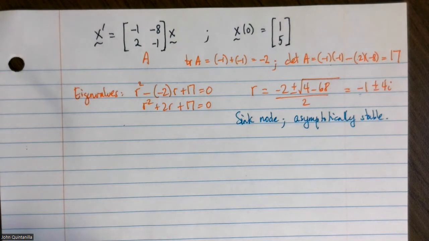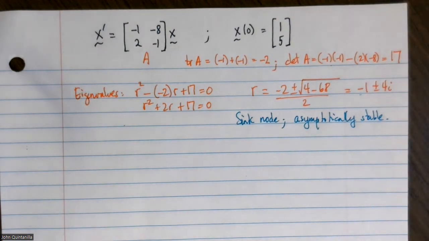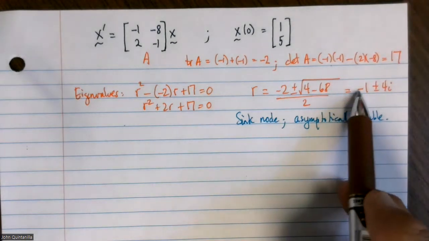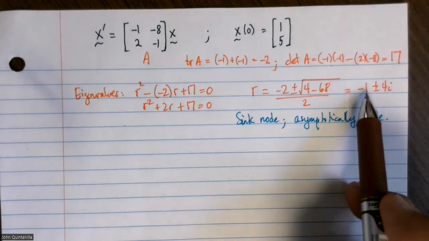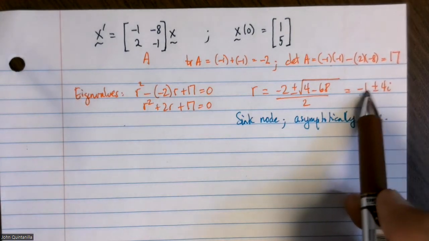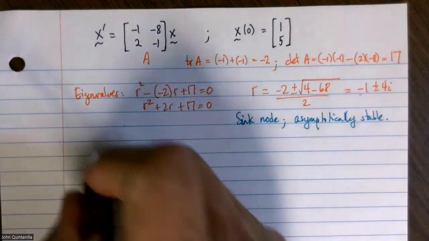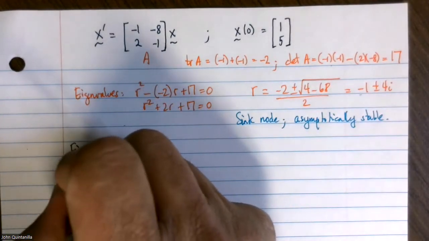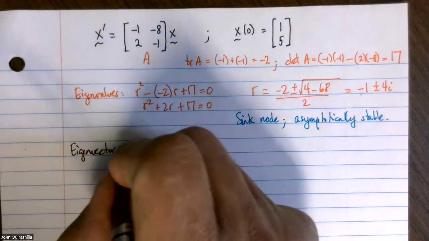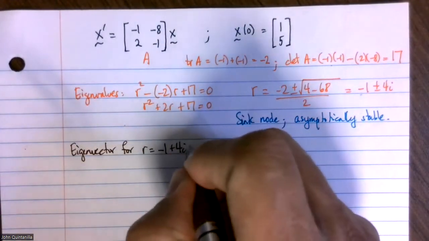Now, to actually find the general solution, we have to find the eigenvector that corresponds to one of these eigenvalues. Ordinarily, we have to find two eigenvectors, but because these eigenvalues are a complex conjugate pair, it suffices to find only one of them. So let's find the eigenvector for r equal to -1 plus 4i.